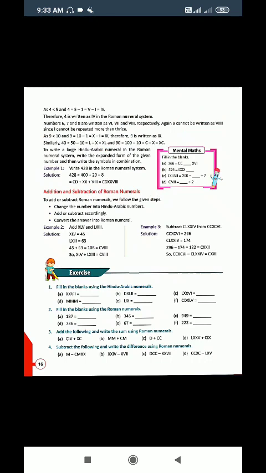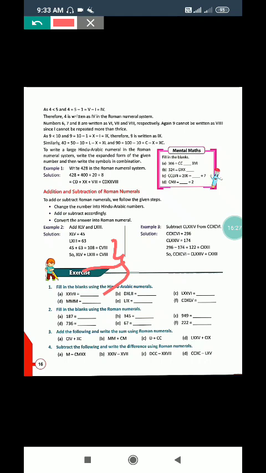What is written over there? It is written that the value of 45 is equal to XLV, and 63, LXIII, is equal to CVIII. The same value comes over here and here. Both the values are the same.